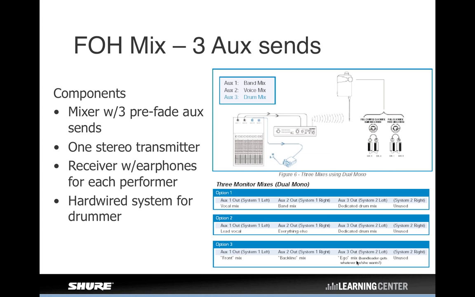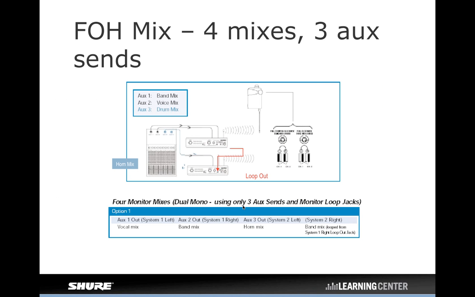If you have 3 aux sends available, then maybe you can think about, like we showed earlier, adding a dedicated mix for the drummer on a hardwired system. That's one option, kind of similar to what we had before, but just throwing in that hardwired system. And if we have the luxury of 2 transmitters, there's a couple of different ways you can configure it. In this scenario, there's still only 3 aux sends available from the main front of house board.